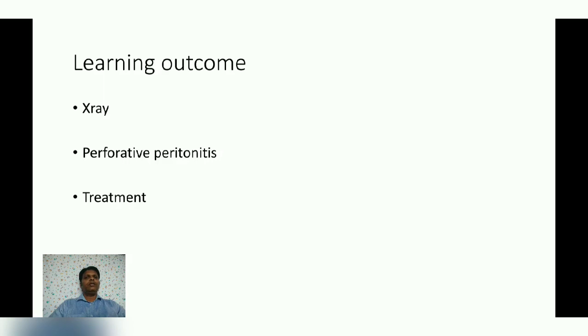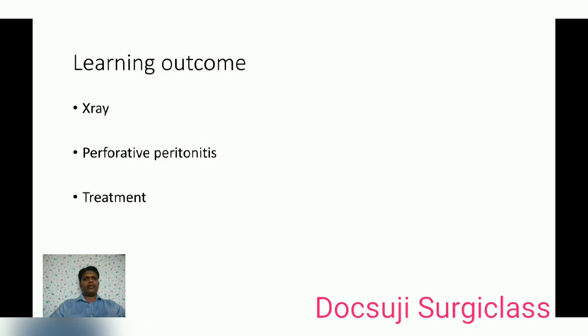Number one, you will know how to read the X-ray of the chest as well as abdomen, and what findings there are in this X-ray. And the commonest cause for air under the diaphragm is perforative peritonitis, and we are going to discuss the treatment aspect of perforative peritonitis also.